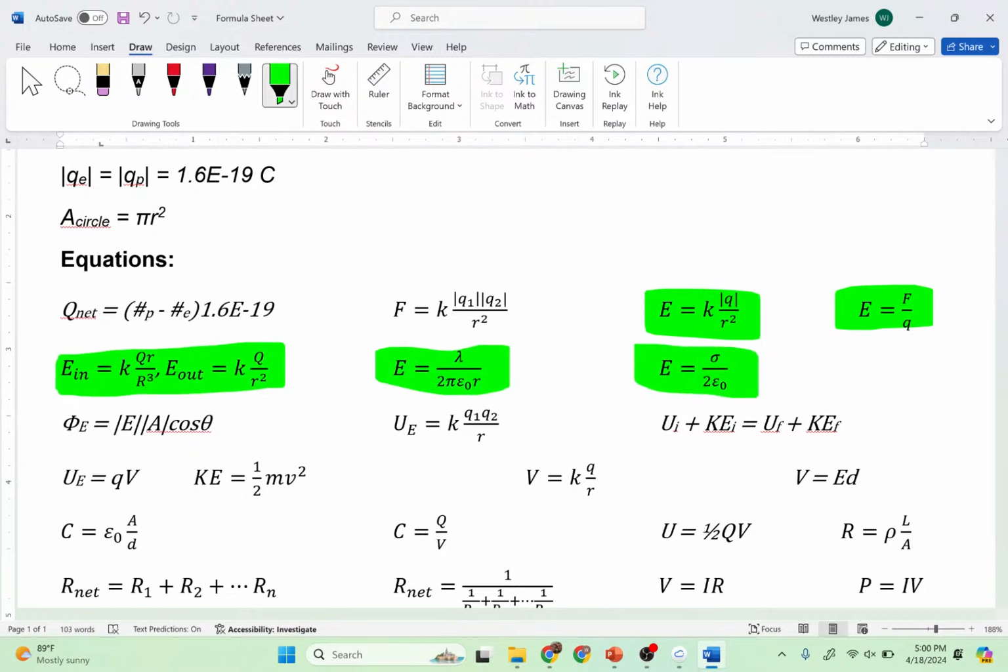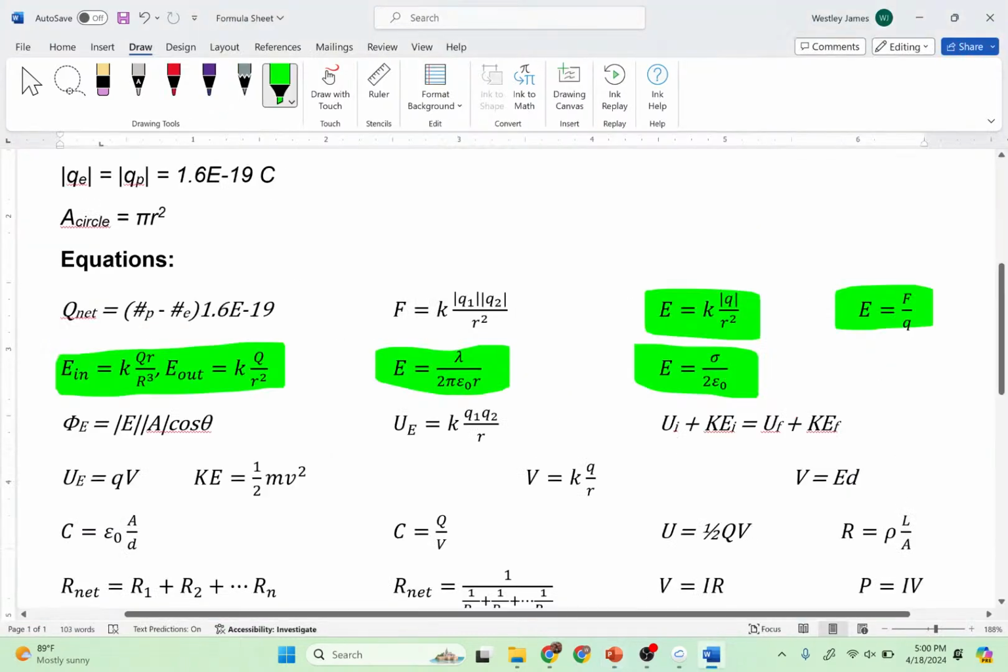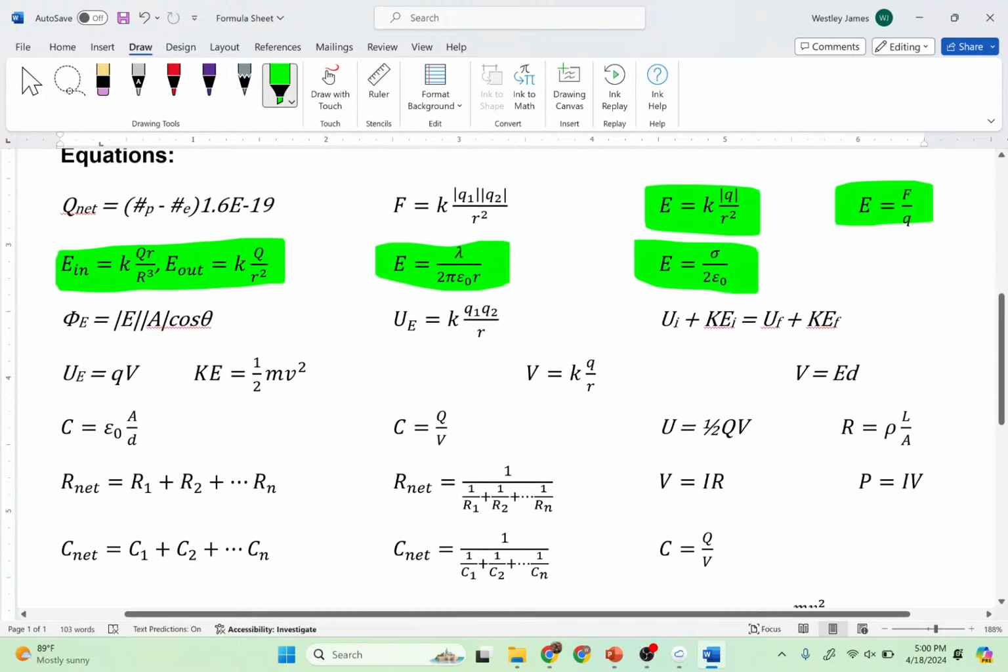We use that one. I actually wrote down the wrong equation. That was silly of me. For an infinite plane, there's a 2. Didn't change the answer. But a capacitor doesn't have the 2 down there. So yeah, great strat, y'all. Look through these formula sheets. Make certain you're very familiar with your tools.